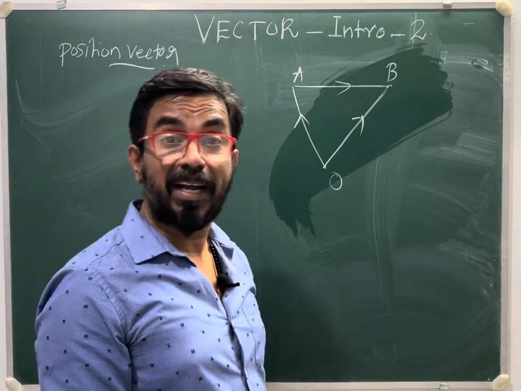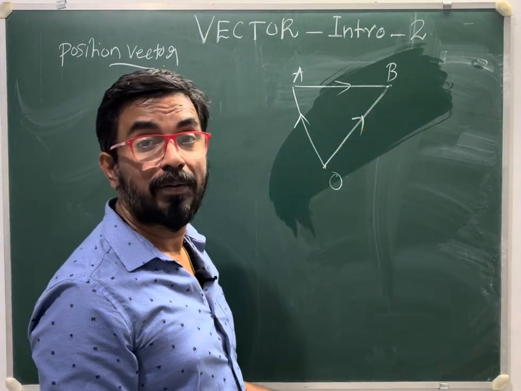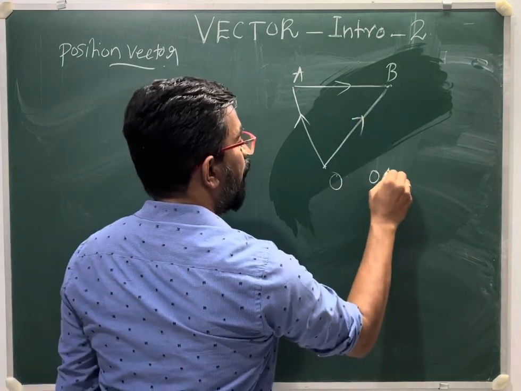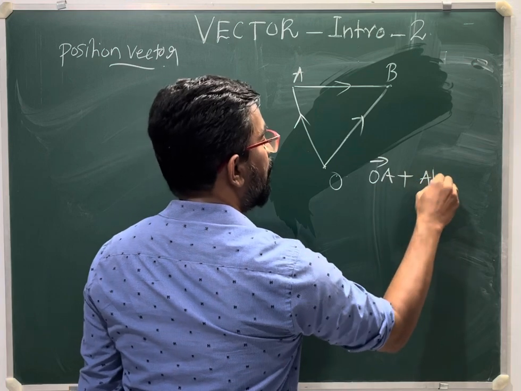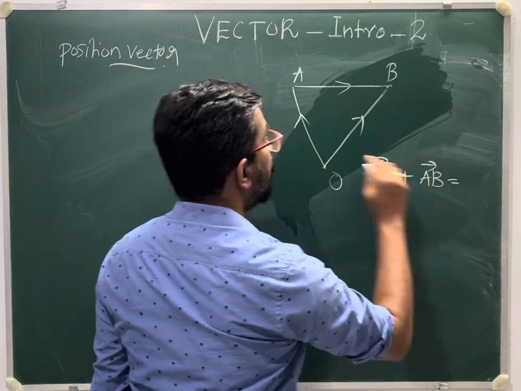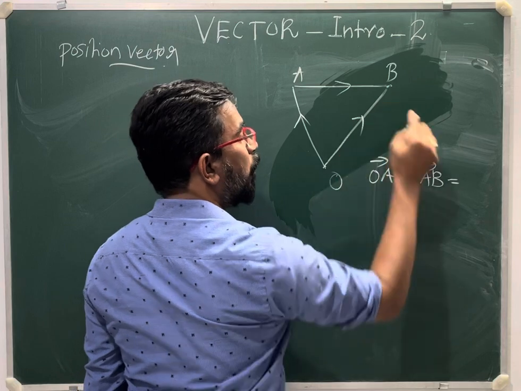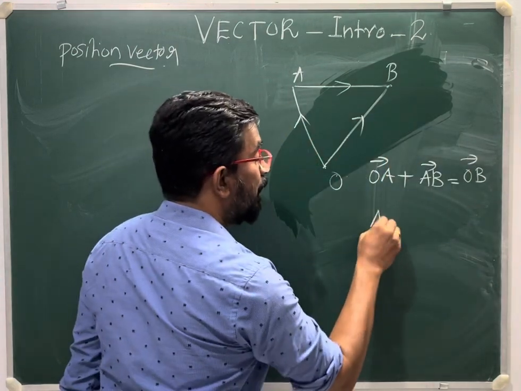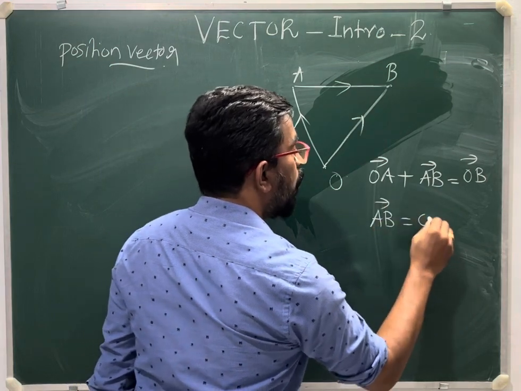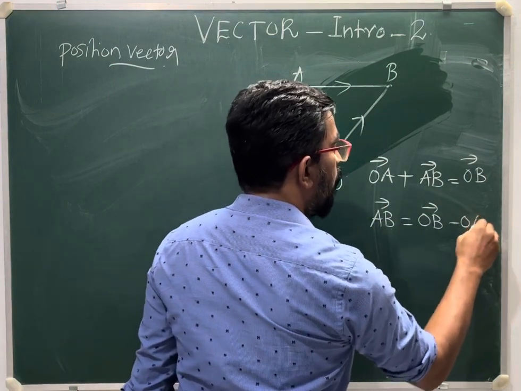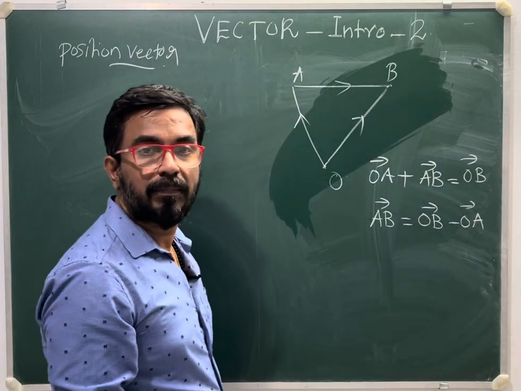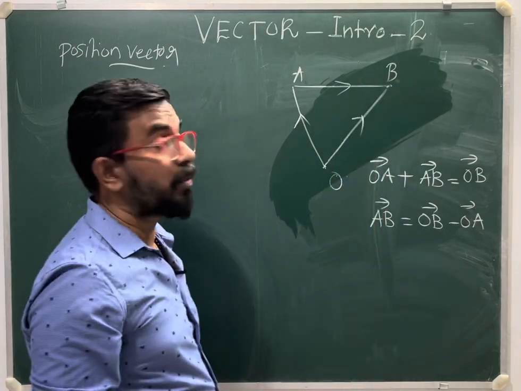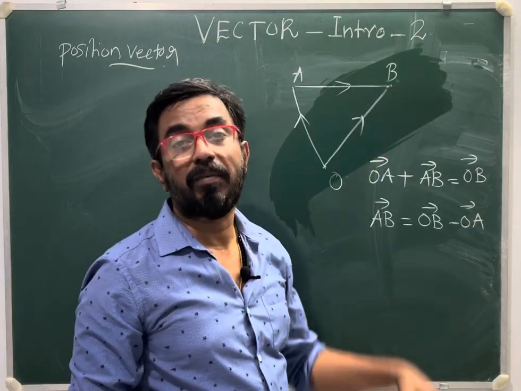Why don't you use the triangle law here? It looks like a triangle, no? Let me write. OA plus AB is equal to OB. From here, what is AB? AB is OB minus OA. If I put the names P and Q, the PQ vector is OQ minus OP.